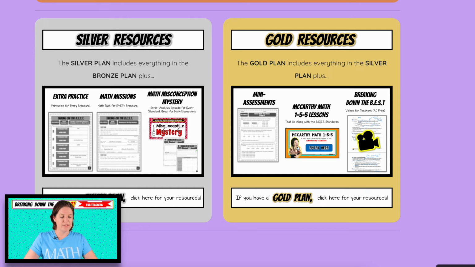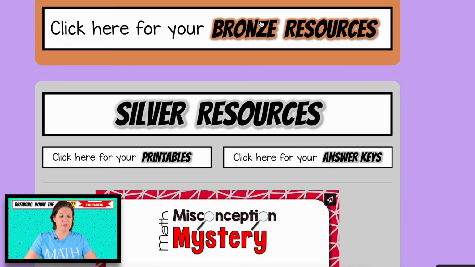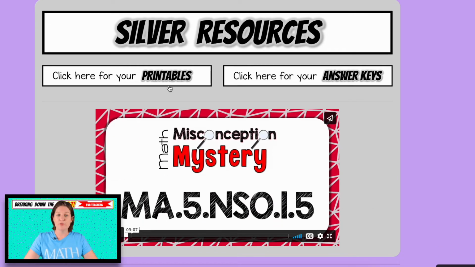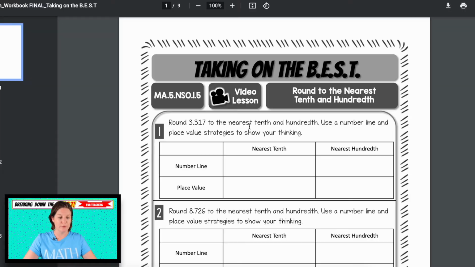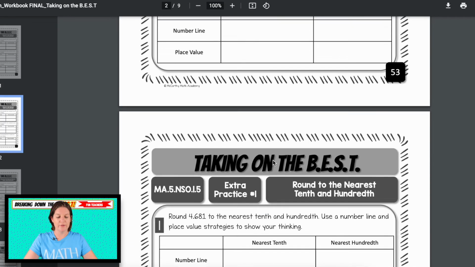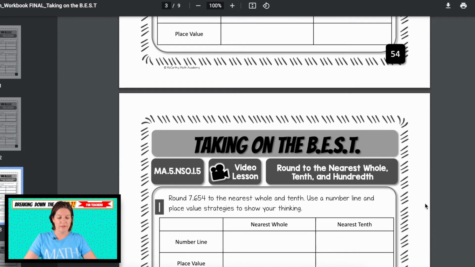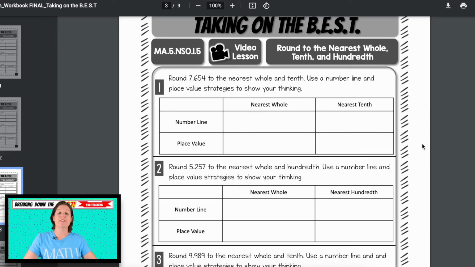The silver resources, if you have the silver plan, you have access to even more printables and another video lesson too. So there is the bronze resources for you to always go back to. And then all of your printables are right here, including those from the bronze level printables. You'll see there's the answer keys and the math misconception mystery video, and I'll show you where the problem's located in the printable. So you can see here is the video lesson, because of the icon. If you scroll down, then we have access to the first extra practice sheet. Then the next video lesson where we're rounding to the nearest whole, 10th, and 100th. That's what the standard was calling for.